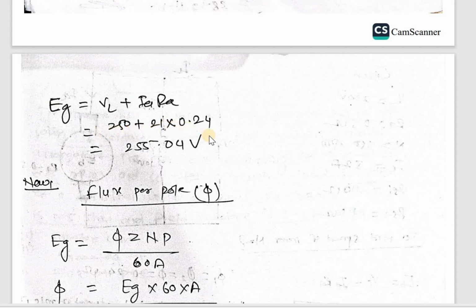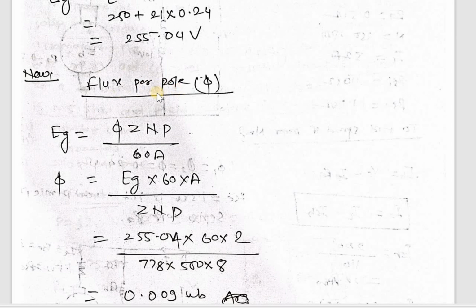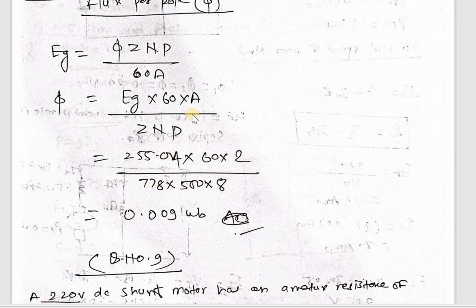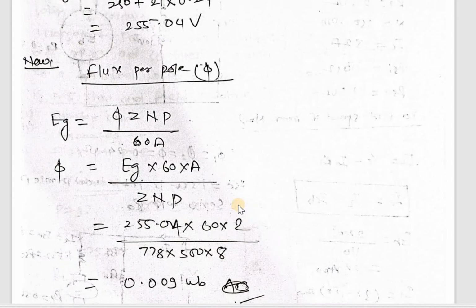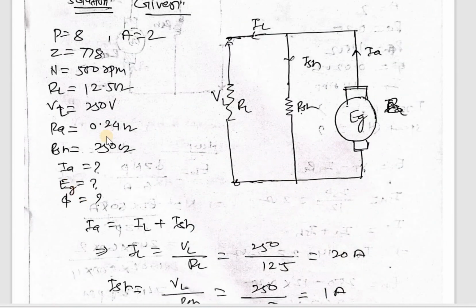that is 255.0504 volt. And flux per pole, that is EZ equal to phi ZNP upon 60A, so phi equal to EZ into 60 into A upon ZNP. Put the value of all this, that is value of EZ, A, Z, P, N, then we can get the phi. This is the value of phi, 0.009 Weber. So we have to find the value of IA, EZ and phi.